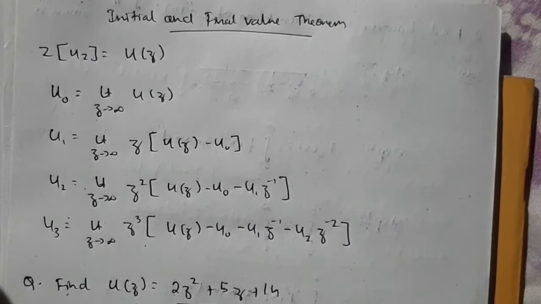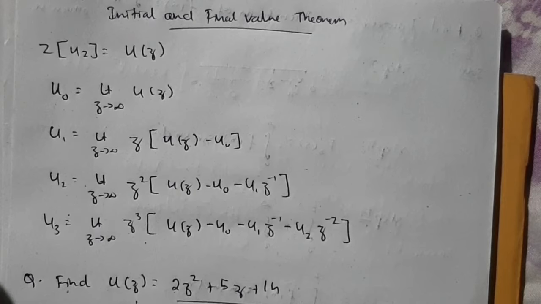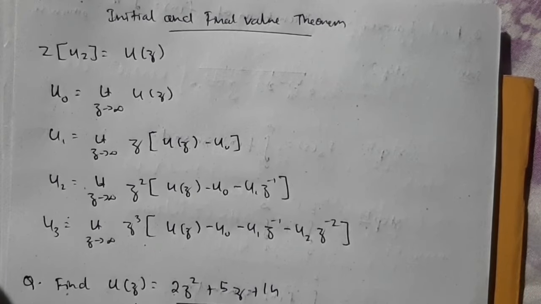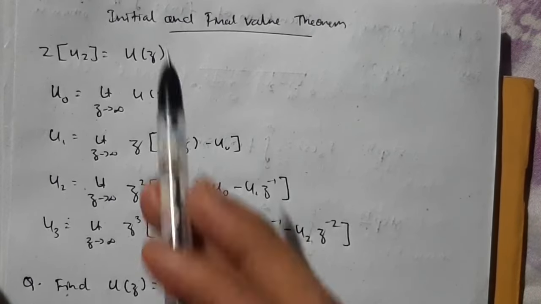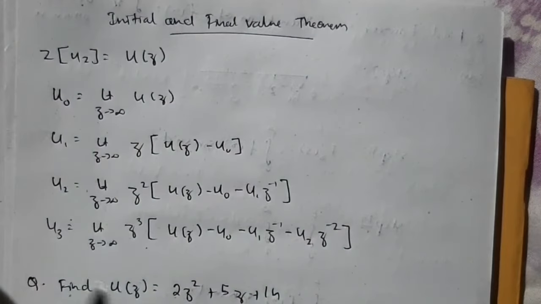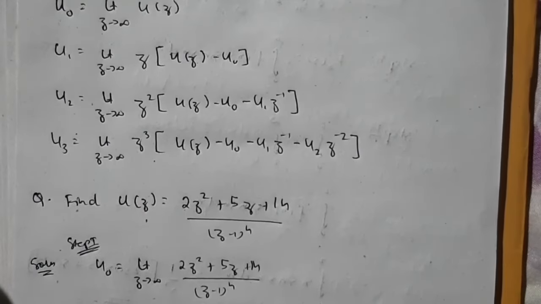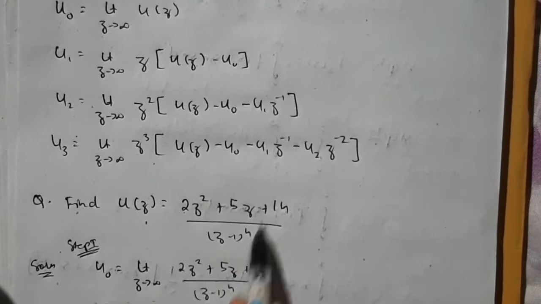This is the first topic under z transform, and this is my favorite one, because it's a small one and easy to grasp. Okay, so initial and final value theorem. Firstly you will have these formulas, you have to memorize these ones. Then after that they'll give you the question like this: find u of z. Then this equation they'll give you.